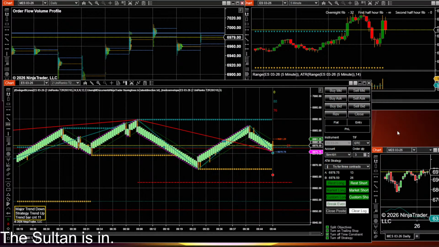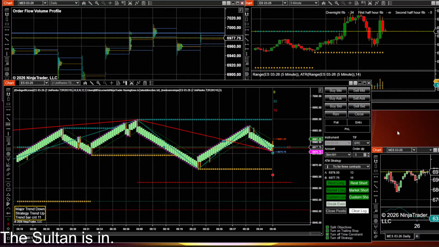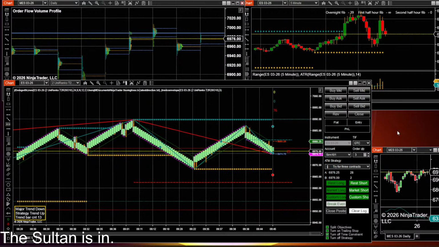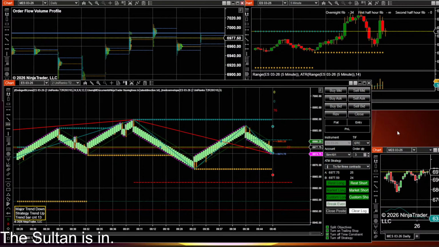This turns, it didn't hit my projection dot, so this would not be a leg to the downside in the trend, in the strategic trend. Another good pullback in the down leg. Once again, the strat trend is up, so I'm only taking longs.